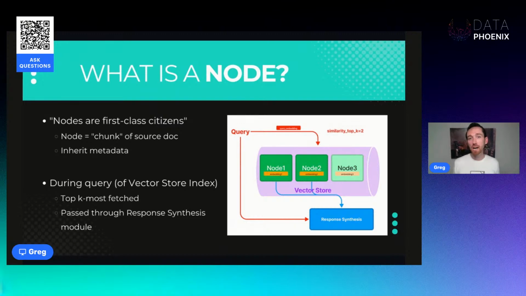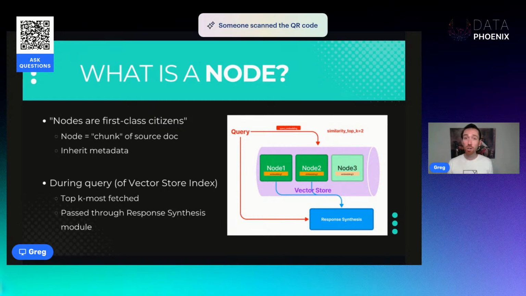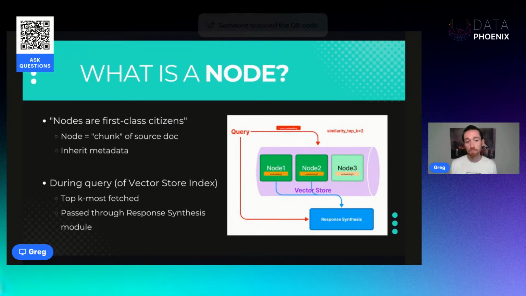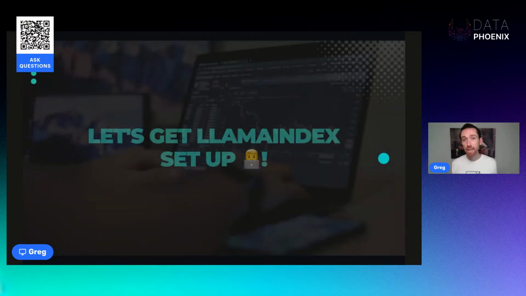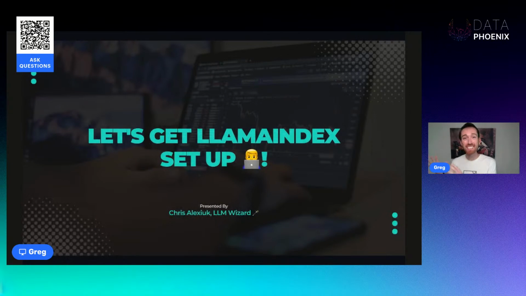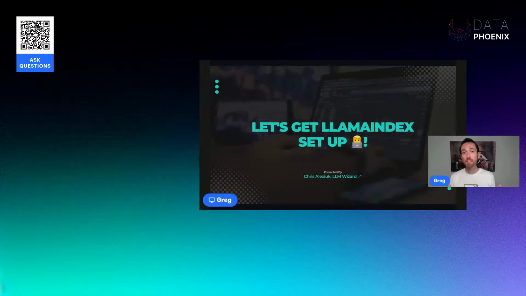It's going to fetch the top K most similar vectors, and then it's going to take those vectors and pass them through a really great response synthesis module that's built into LlamaIndex. So this is all really well set up and abstracted for you beautifully by this tool. And this is kind of what we're going to go through today. As we get started, we need to see how LlamaIndex is set up programmatically. And for that, we've got the LLM wizard himself, Chris, who's going to show us.